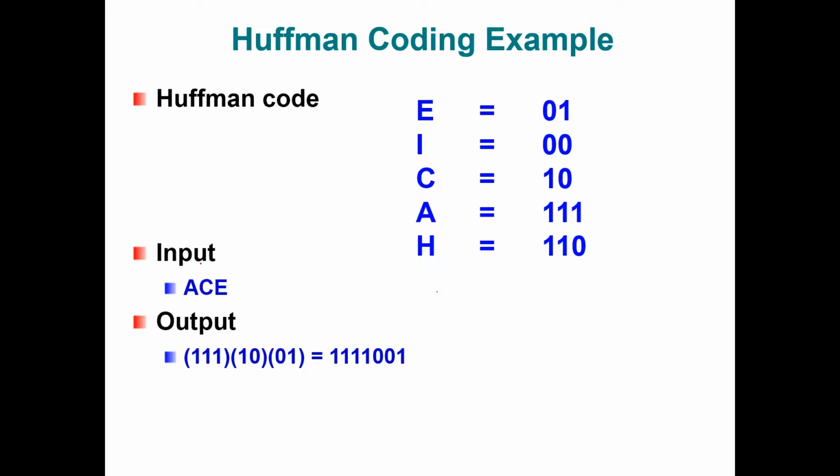Now we would generate the Huffman coded output for ACE. A is 111, as you can see here. Then C is 10, and E is 01. So this would be the Huffman coded output for ACE.